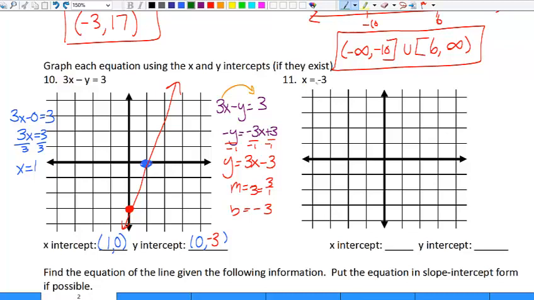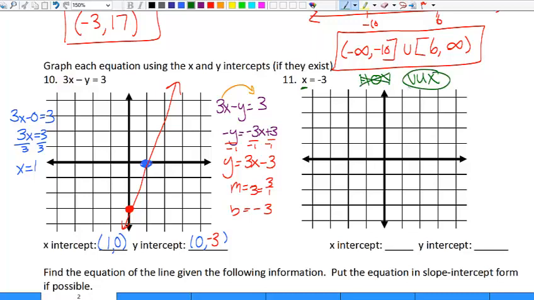So for the next problem, x equals negative 3, notice that we only have one variable, x. We don't have a y, which means we have a special case, which means it's either going to be a HOY, horizontal line, or a VUX, vertical line. So HOY stands for horizontal lines have 0 slopes and their equations look like y equals a number. Well, this one isn't y, is it? So it's not a HOY.